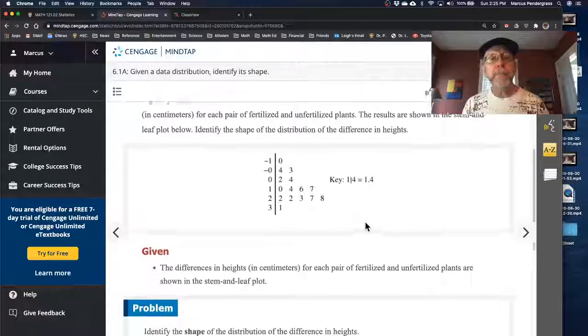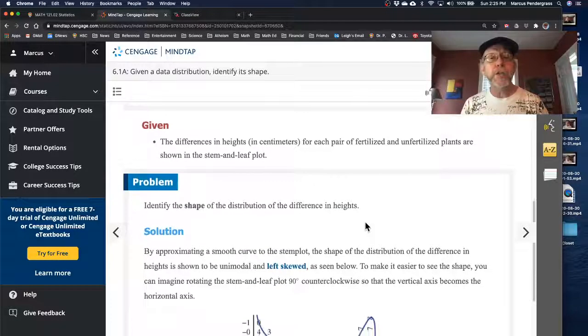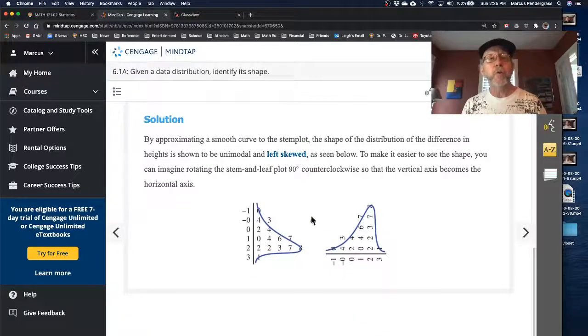So what can we see from the stem and leaf plot? Well, the stem and leaf plot is really very much like a histogram. It's like a histogram turned on its side, right? And they're actually trying to show you that here. First, here's a curve that approximates the general shape. And if you rotate that counterclockwise, you would see pretty much a histogram for those differences. And you can see from that this is a left skewed unimodal distribution.